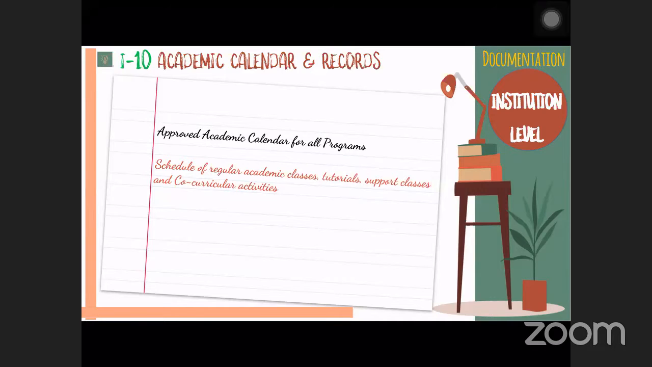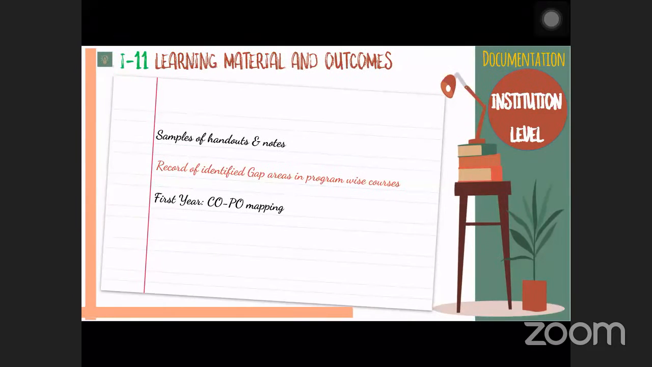Then learning material and outcomes, samples of all the handouts and the notes should be available, not for all the courses across all the programs, a few samples, so that the evaluation team can understand how the handouts and the notes have been distributed among the students. It should also contain the record of identified gap areas in the program-wise courses, and it should also include the first year course outcomes mapped with the program outcomes.